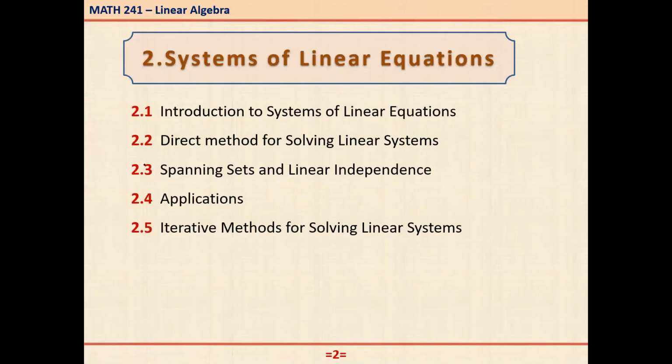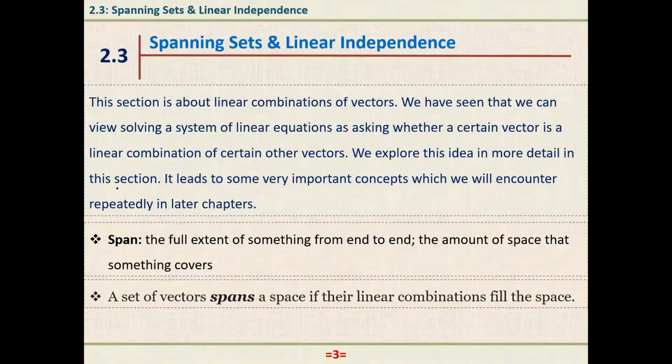So today in this session, we will talk about 2.3, that is spanning sets and linear independence. This section is all about linear combinations of vectors. We have seen that we can view solving a system of linear equations as asking whether a certain vector is a linear combination of certain other vectors. We explore this idea in more detail in this section. It leads to some very important concepts which we will encounter repeatedly in later chapters.